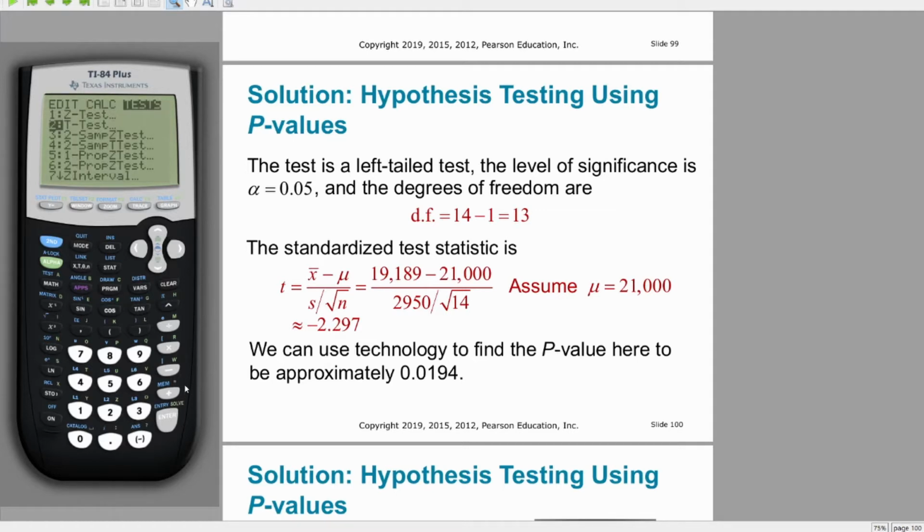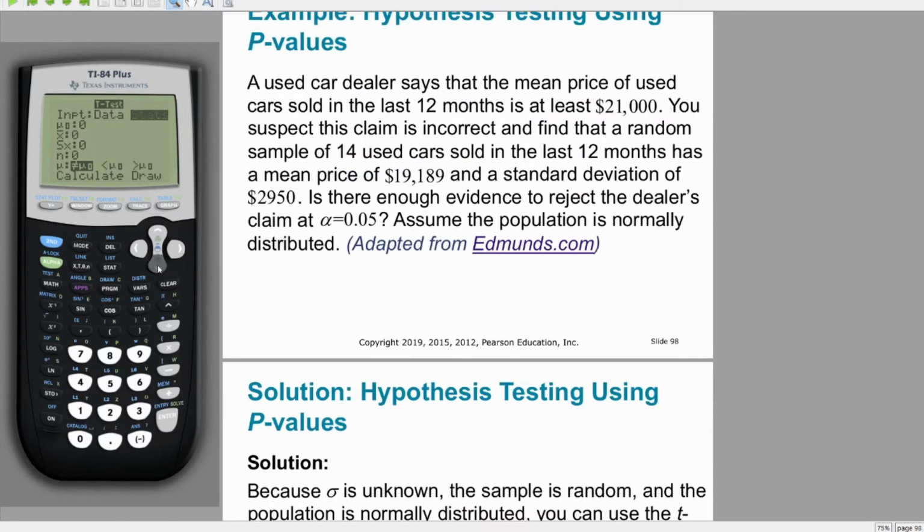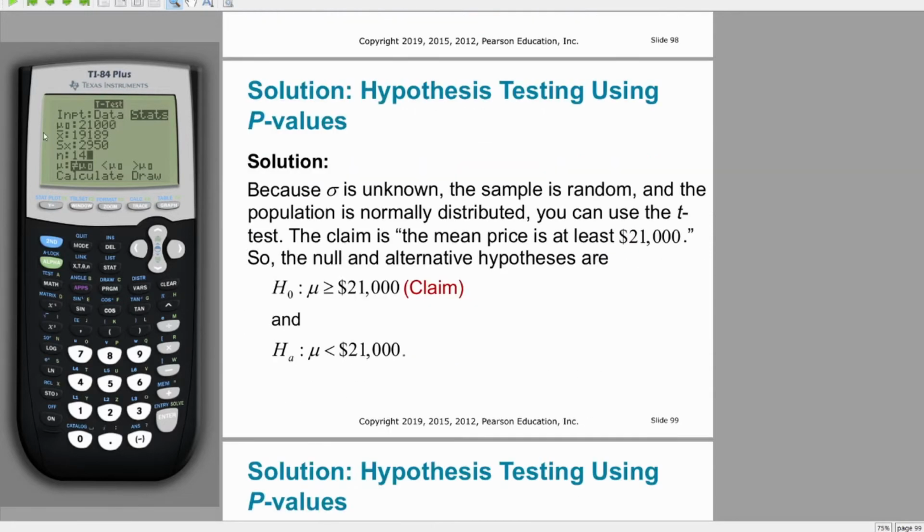where what we're going to do is go in here. We have statistics. In this case, I'm going to scroll back up to make sure I have all of them properly, where the mean that we are testing is 21,000. The mean of our sample is 19,189. The standard deviation is 2950. And our sample size here is 14, where when we make this determination about mu not equals less than greater than, that's in terms of our alternative. We're here, we're looking for a left tail, we are looking for less than.